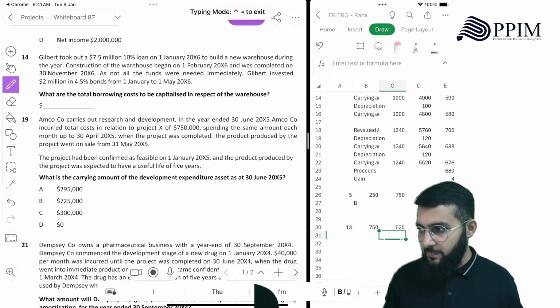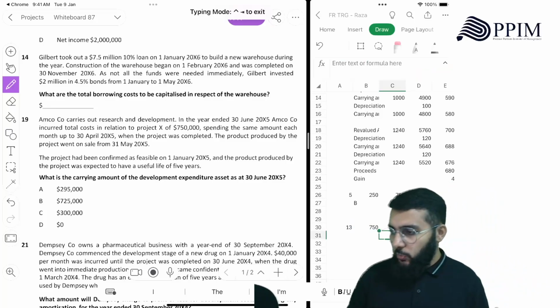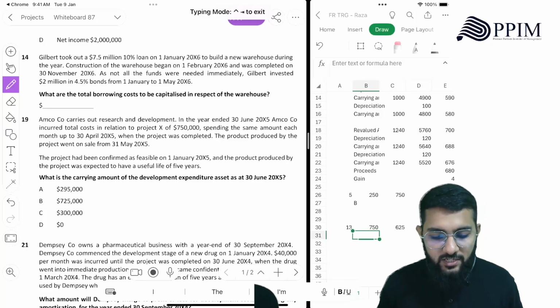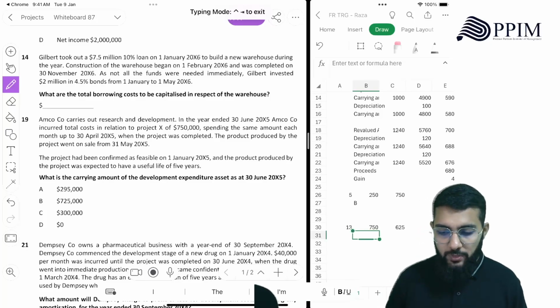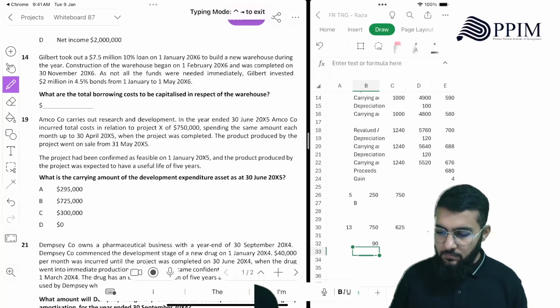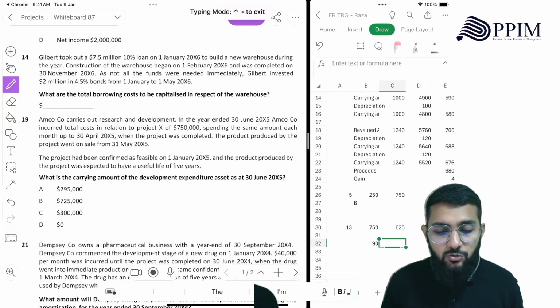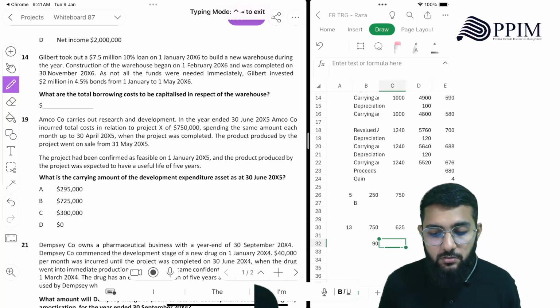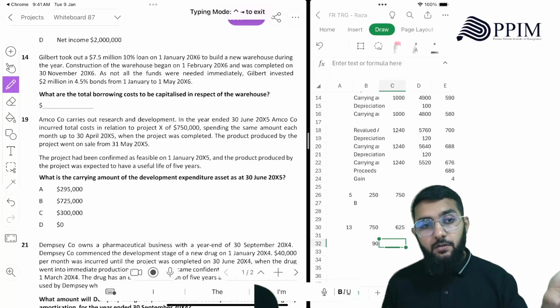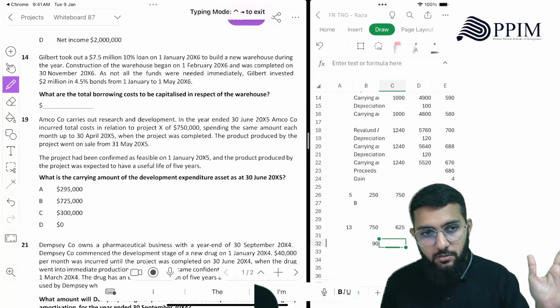How much is that? 625. Now coming to the investment. What is the investment? 2 million, right? Not 2 million into 4.5%. For how many months do you need to take under capitalization? This 1st Jan to 1st May, meaning Jan, Feb, March, April, May month is considered or not?